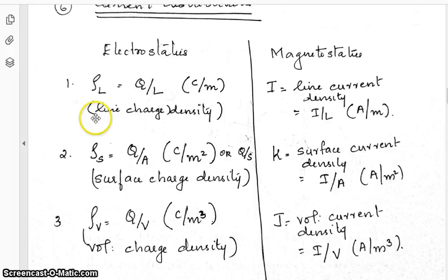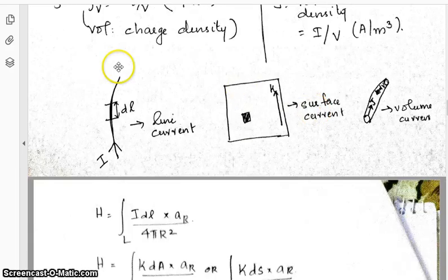And here its equivalent electrostatics terminology is written. This is rho L, rho S, rho V. We already studied it. This is coulomb per meter, coulomb per meter square, and coulomb per meter cube, because the unit of charge is coulomb. Here the unit of current is ampere. And this just shows a pictorial representation of these three densities.